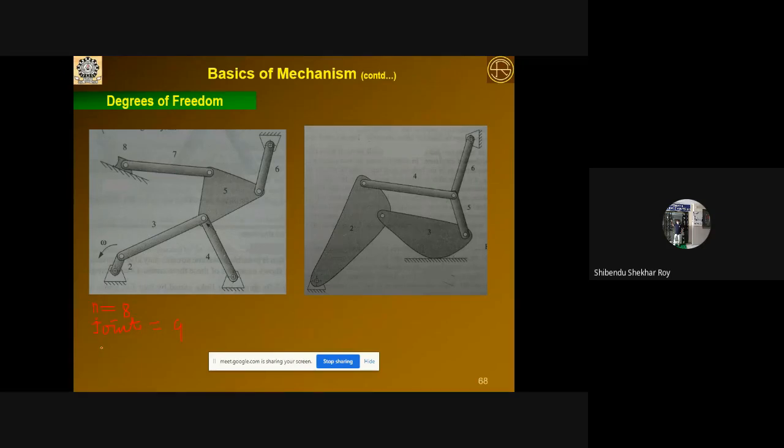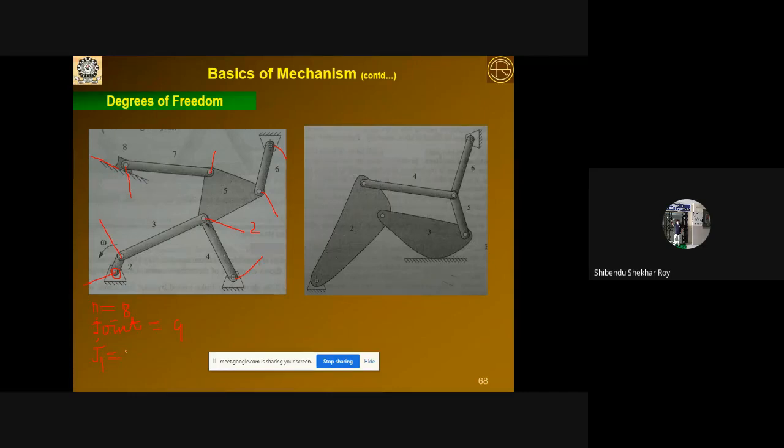Now type of joint, one by one identify what type of joint, meaning order of joint. Everything is first order. This joint is first order. This joint is first order. This joint is first order. This joint is second order. That means second order joint. This one is first order.